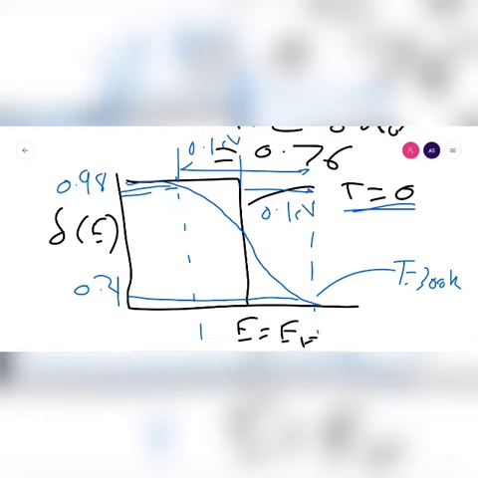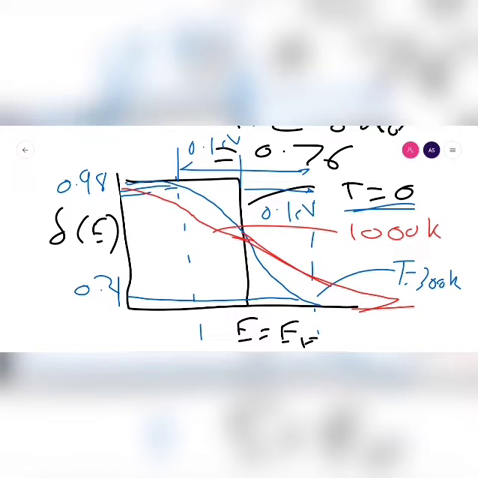Now when the temperature increases like that, this is at 1000 Kelvin. You can see the value here is 0.76. Also this value is 0.24. That is the final answer of this.